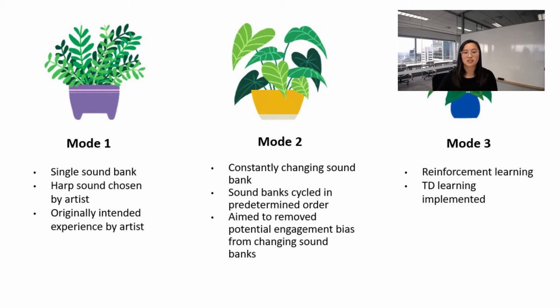Mode 2 was the constantly changing sound bank mode, where sound banks cycled through a predetermined order in a set time interval. This mode aimed to reduce any potential bias of increased engagement by participants due only to a changing sound bank. And Mode 3, where reinforcement learning was implemented.